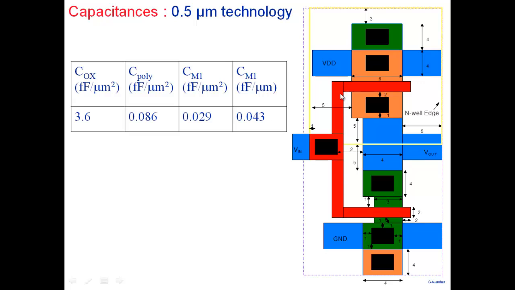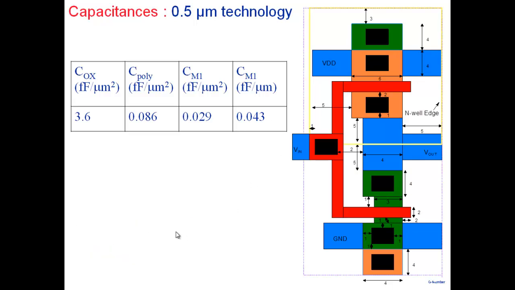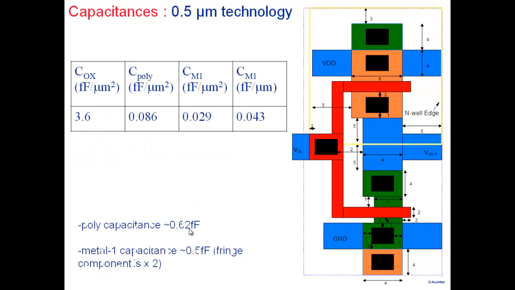So the areas that I just calculated, the poly capacitance, go back and see I calculated 80 lambda square and all of that. So this poly capacitance comes out to be 0.62 femtofarad. Metal 1 capacitance comes out to be 0.5 femtofarad. This metal 1 capacitance here, 0.5 femtofarad.